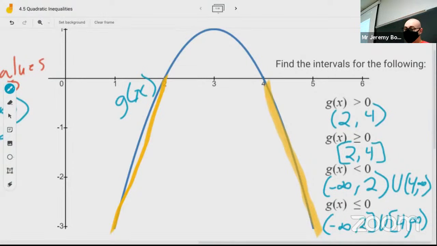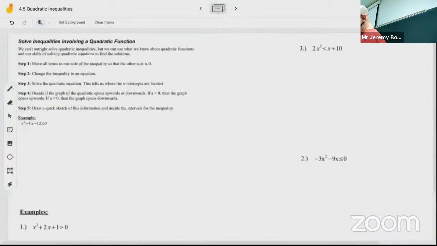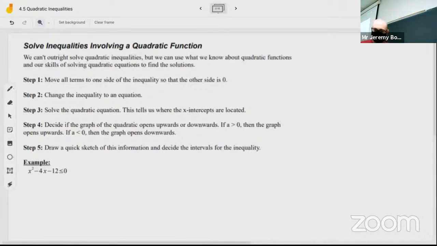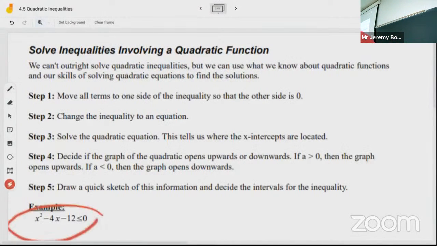So if we're given a graph, we can visually pick it out. But what if we're just given an equation? So what if they ask us the problem right here? X squared minus 4x minus 12 is less than or equal to 0. We could graph the whole thing, find the vertex, find the intercepts, which way does it open, boom, boom, boom, boom, and then do it. That's one way we can do it.